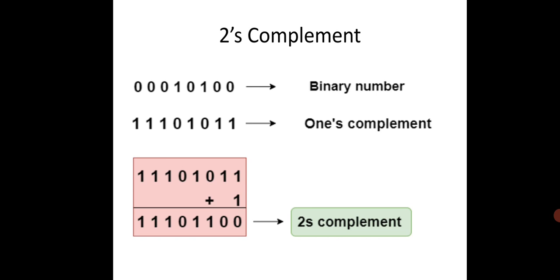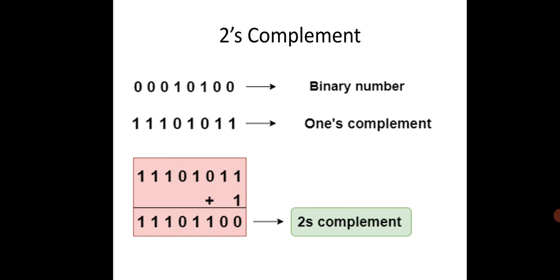Now what is 2s complement? We have seen 1s complement, that is you have to invert all the bits, but in 2s complement you have to invert all the bits and then you have to add 1 to it. So suppose the binary number given is 0 0 0 1 0 1 0 0.